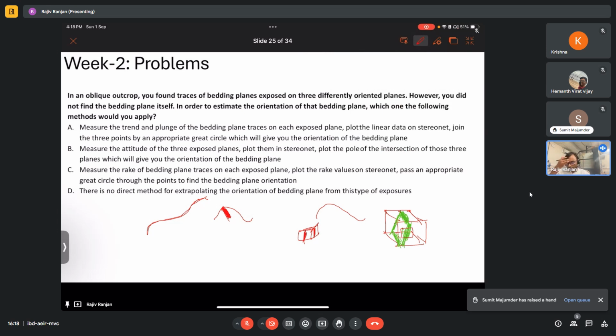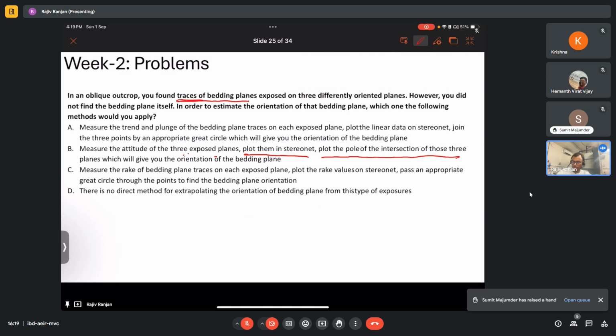So option A says measure the trend and the plunge of the bedding planes, because since you are only getting the lineations, traces, these will be linear features exposed on each plane. Plot the linear data on a stereonet, join the 3 points by approximately a great circle, which will give you the orientation of the bedding planes. Option B: measure the attitude of the three exposed planes. You are only able to see traces of the bedding planes. Plot them on the stereonet, plot the pole of the intersection of those three planes, which will give you the orientation of the bedding planes.